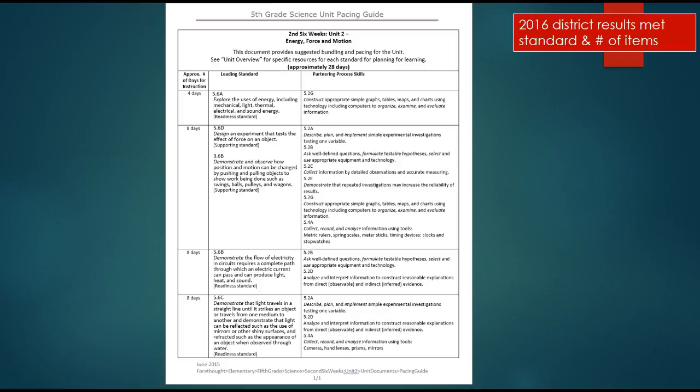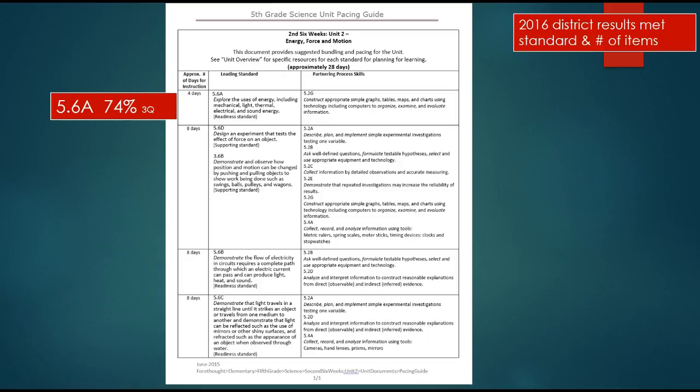So next we're going to take a look at the left-hand side, which is going to pop up our performance as the district results, and also how many items were on this last STAR assessment in 2016. When we look at exploring the uses of energy, there were 3 questions last year on STAR for this particular standard, and when we averaged those out for the district, about 74% of students answered them correctly. So it just gives you an idea of where we are.